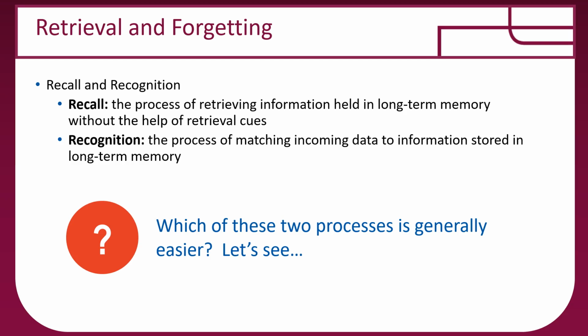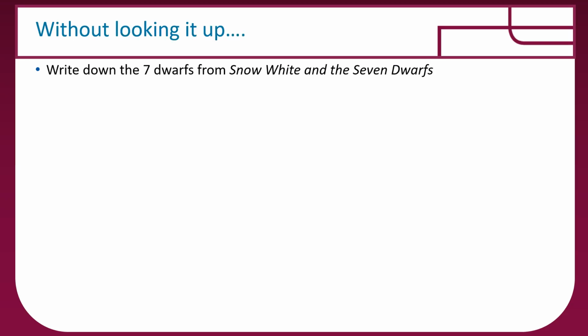So let's try it with your piece of paper. Without looking it up, again, no cheating, write down the names of the 7 dwarfs from Snow White and the 7 Dwarfs. Of course, you'd have to have watched that movie at some point to know. Pause if you need more time, and then start up again.